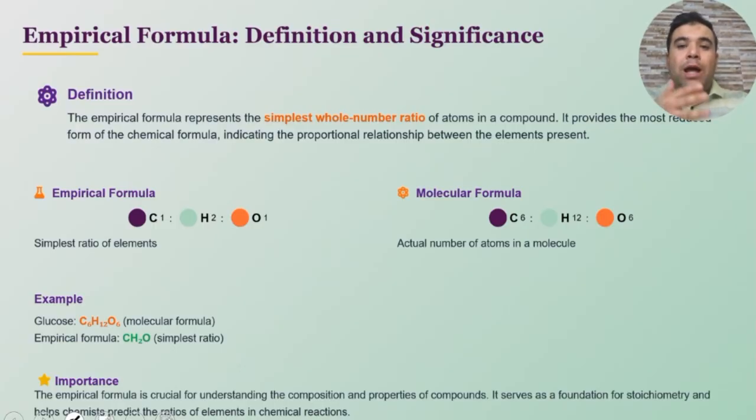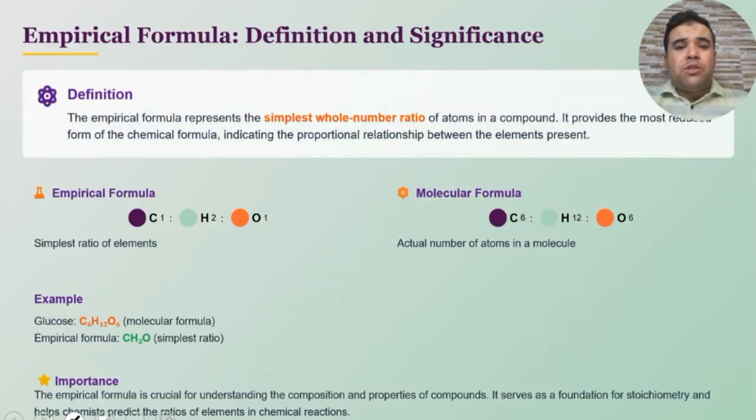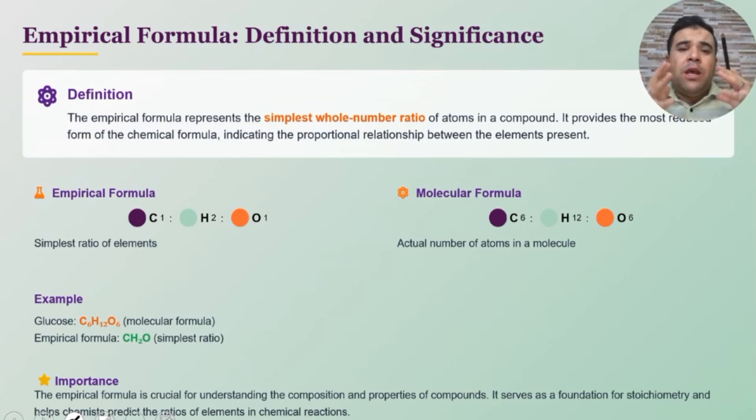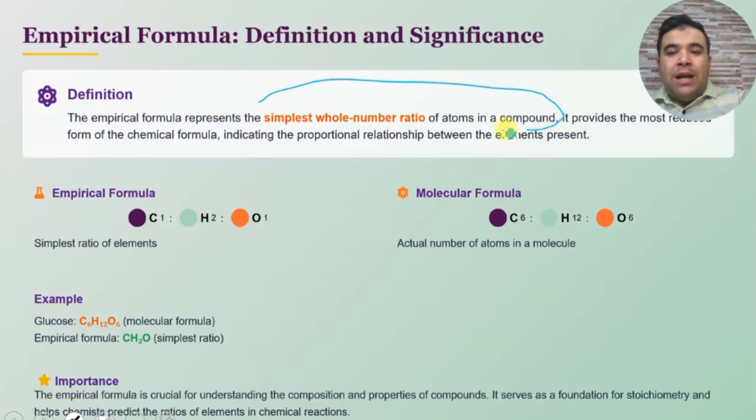Let us talk about what the empirical formula is and how to find the empirical formula for compounds, guys. Empirical formula in chemistry refers to the simplest mole ratios, or the simplest whole number ratios of the atoms in the compound, guys.